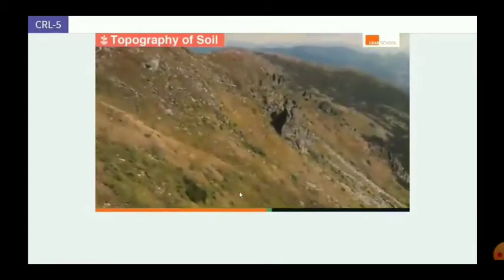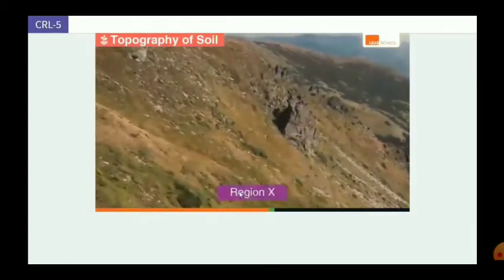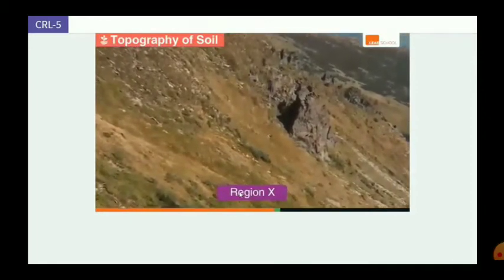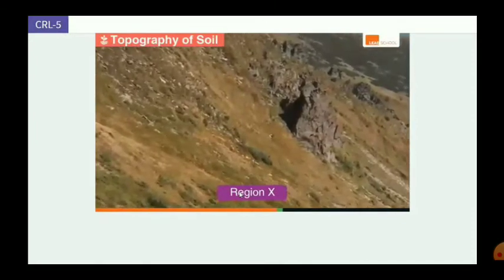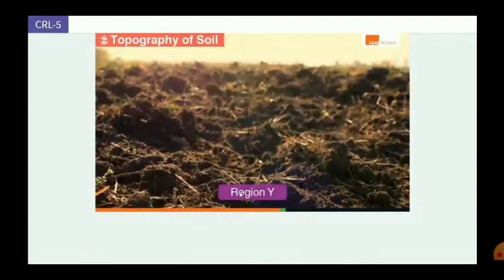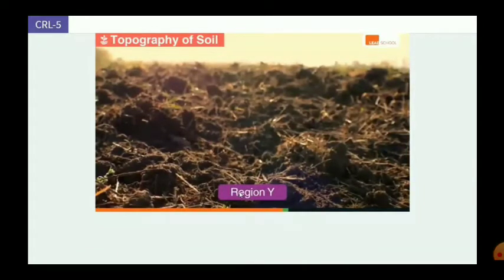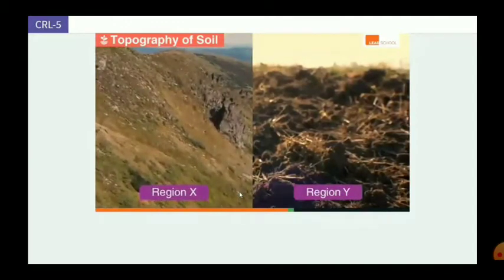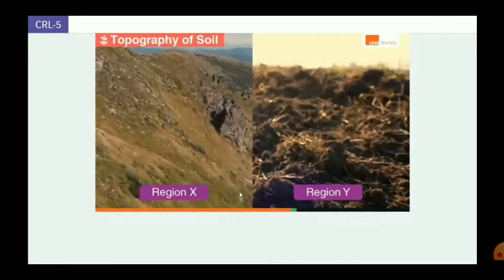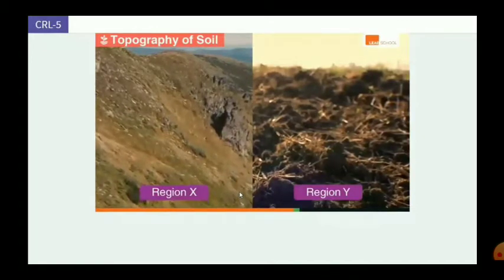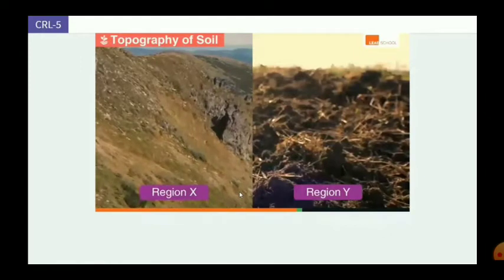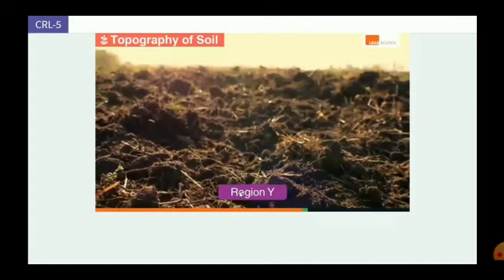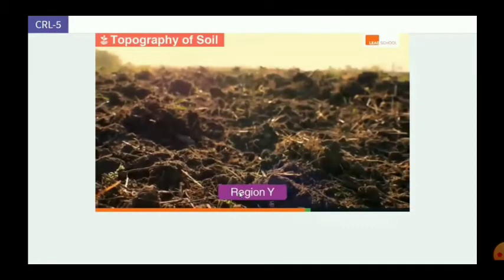Now, let's picture a region, say region X, whose topography is something like this. It has steep, rocky mountains. And another region, region Y, has flat land with soft or loamy soil. Which place's topography do you think is more suitable for agriculture? Yes, region Y. The rocky slopes of region X would make it very difficult to grow crops. Therefore, a suitable topography would mean more arable land.